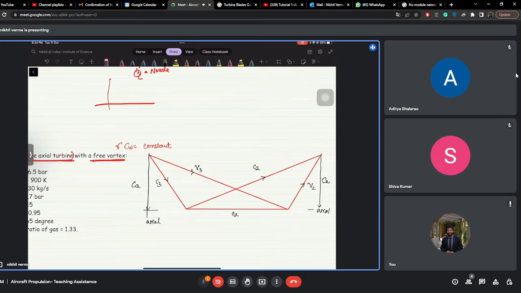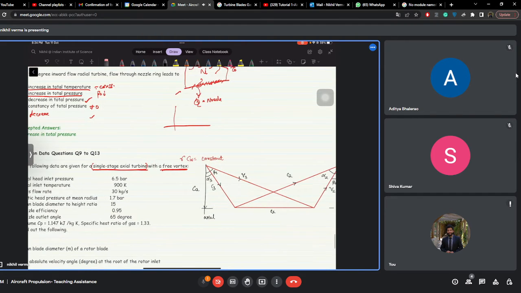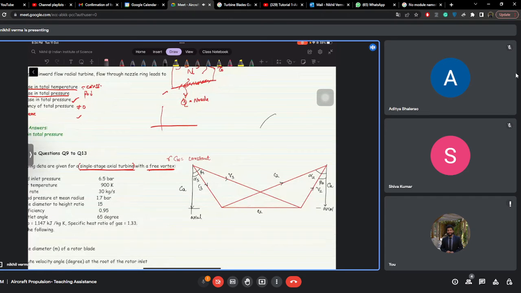Now what we have are the angles. So this is your alpha 2, this is your beta 2, this is alpha 3, your beta 3, right? So now let us see what all things are given. Also, we have the nozzle stage and we have your rotor stage. So this is stage one, this is stage two, and this is stage three, right?